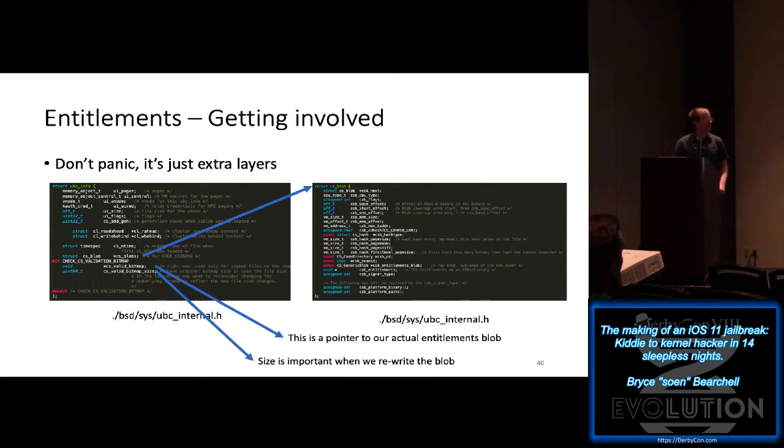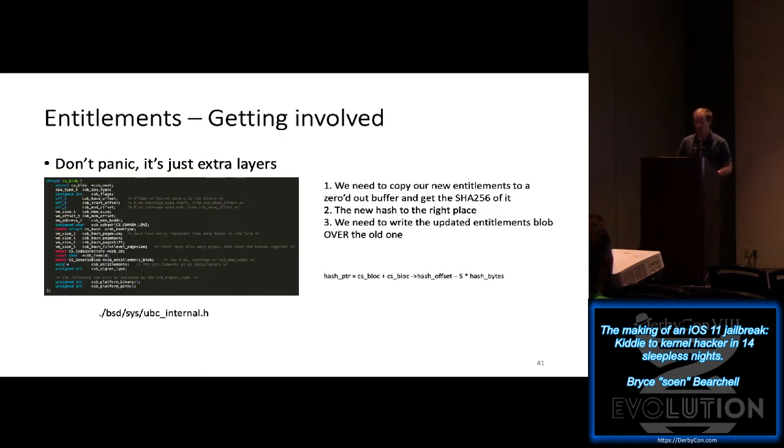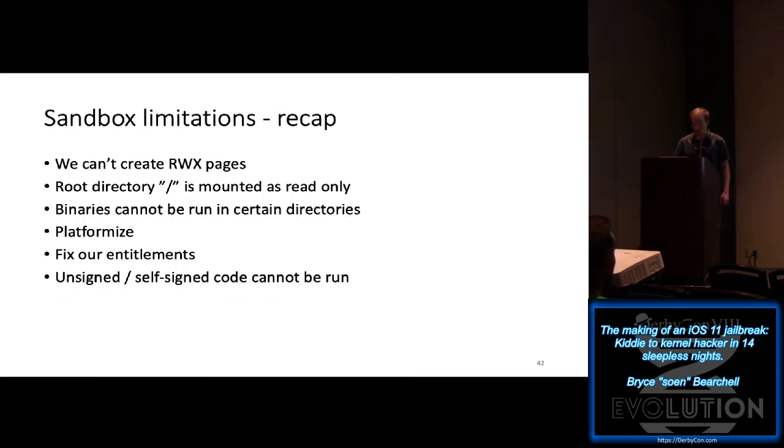And then we just need a pointer to our entitlements blob, and then we need a pointer to where it stores the hash. So our plan of attack is, we're going to put our new entitlements in. We're going to SHA-256 them, and then we're going to write our hash to where it expects it. And then we need to overwrite the old entitlements blob with our new one. So it's simple. We're just replacing them, right? The code for that is more involved, and I won't get into that. But the idea is conceptually there. All we have to do is replace our entitlements and move on.